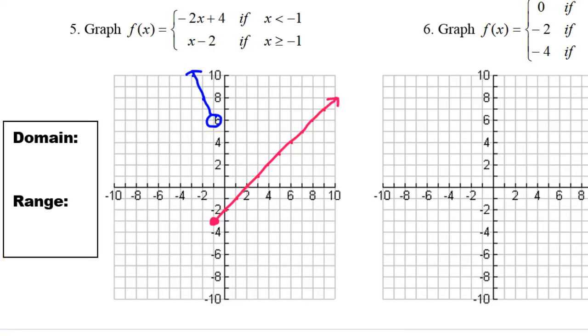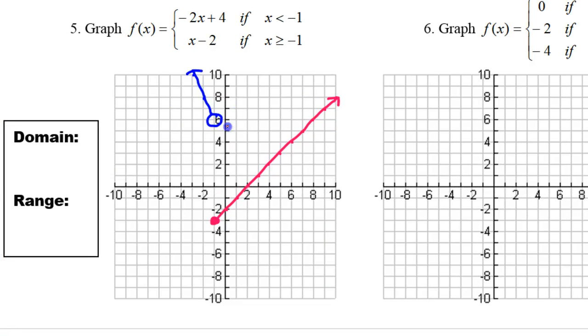Might as well go ahead and do the domain and range real quick. So the domain, this graph goes left forever and right forever. Okay, and with regard to the x values, this is unbroken because right where the blue function leaves off, immediately the red function picks up. So there are no gaps in the x values. So it simply goes from negative infinity to positive infinity.